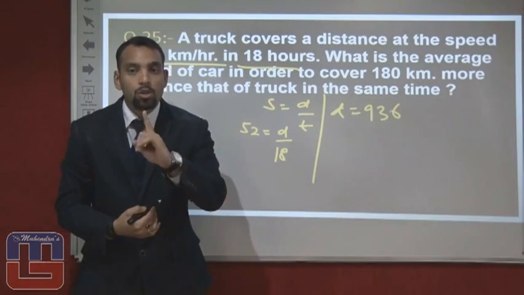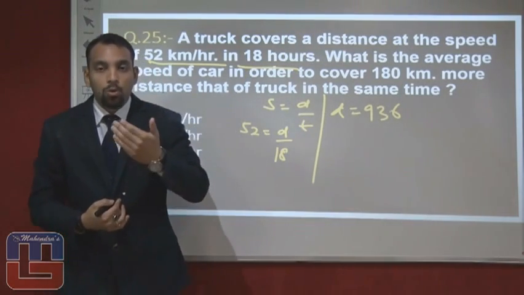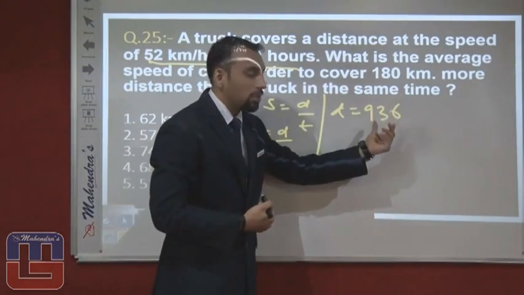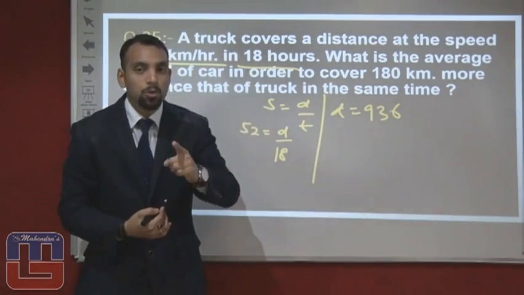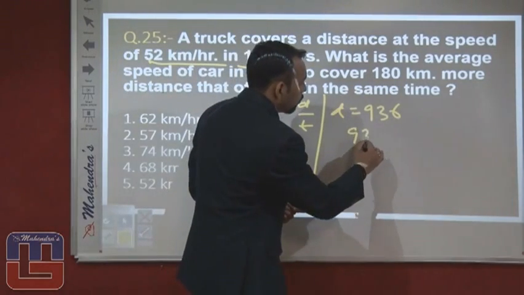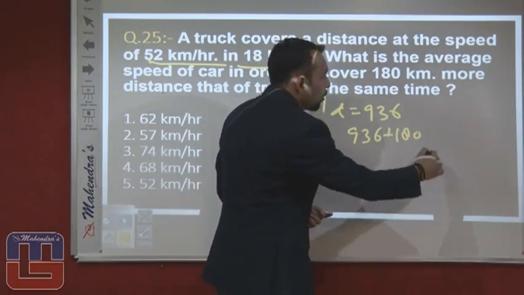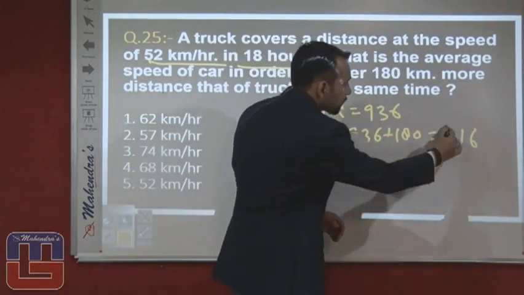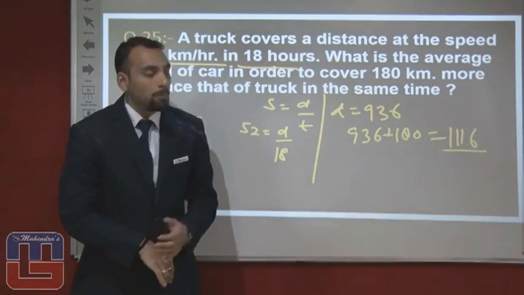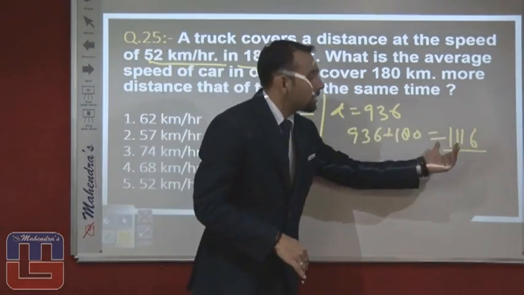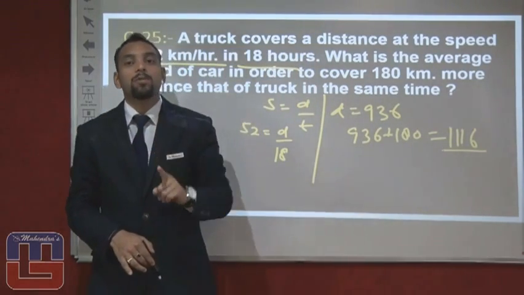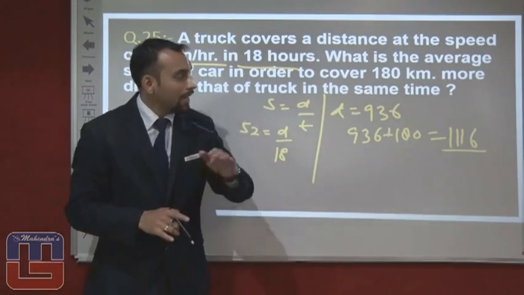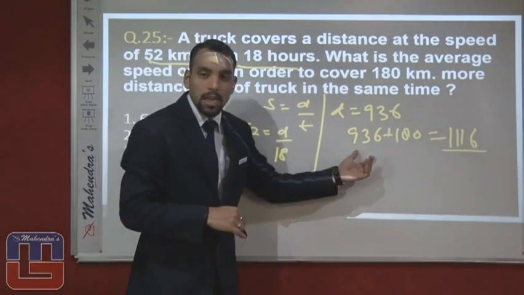Now what is the question saying? The question is saying the car is traveling 180 km more than the truck. The truck is already traveling a distance of 936 km. So the car will travel a distance equal to 936 plus 180, which is 1116 km. That means the car is traveling a distance of 1116 km and we have to find the speed. But the question is saying the car is taking the same time as the truck is taking. So here time will be 18 hours.